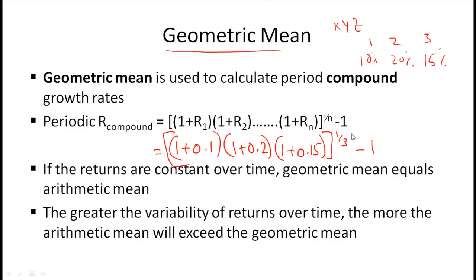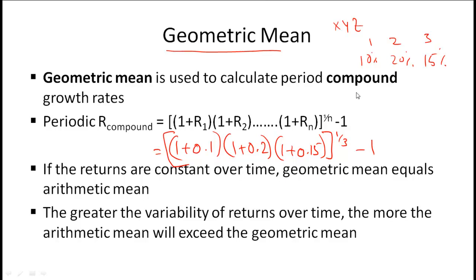Notice that with arithmetic mean, you simply add the numbers and divide by the number of observations. Here you multiply and then you use an exponent where you have 1 over n, n being the number of observations. If returns are constant over time, then geometric mean equals arithmetic mean.